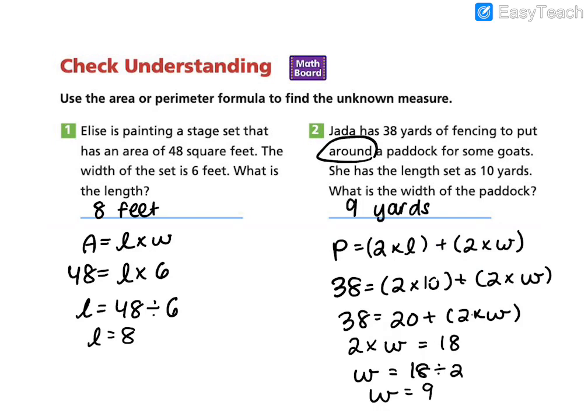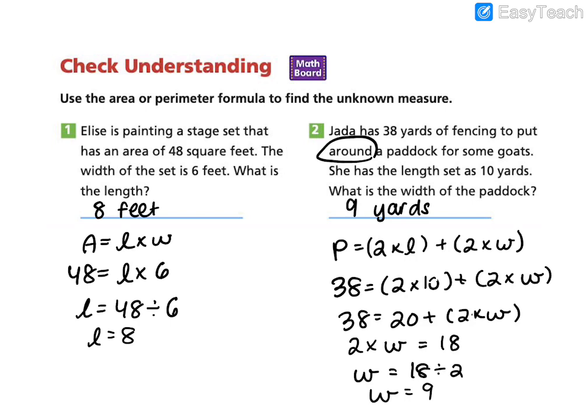Okay, let's go ahead and check your work. The first one, we are given the area. Our area formula is A equals length times width, or area equals length times width. When I plugged in the information I knew, which was the area was 48 and the width was 6, I could use the inverse operation to divide 48 divided by 6 to find my length of 8 feet.